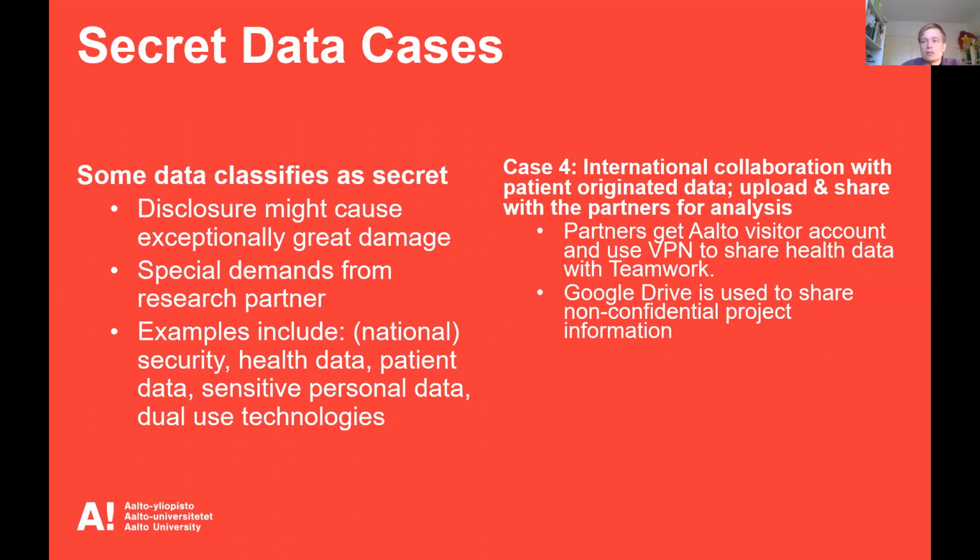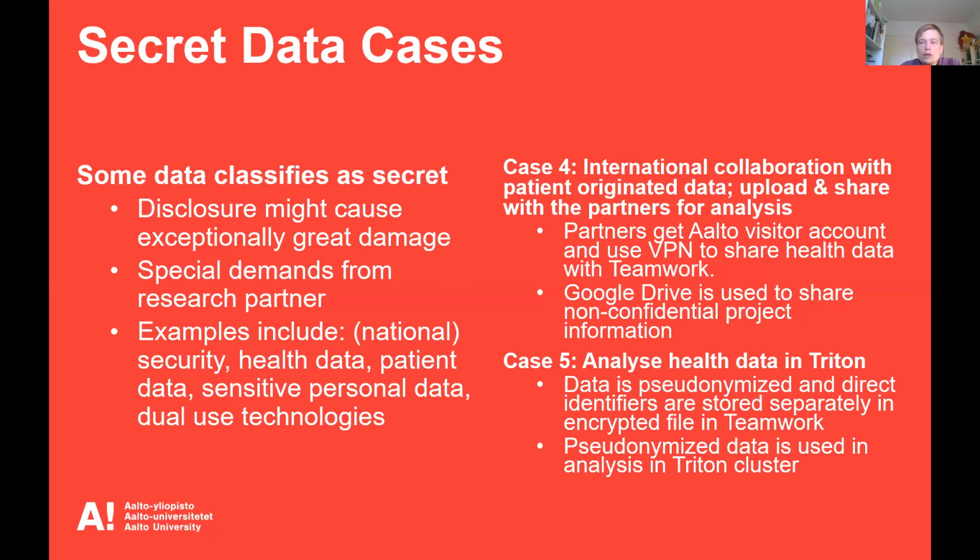because sometimes, for example, with partners, visitor accounts and VPNs are not the easiest way, but for example, Google Drive provides simultaneous editing of documents, so they can draft the plan together easily. So they have found it more convenient to use two systems instead of just using one that's safe and secure enough.